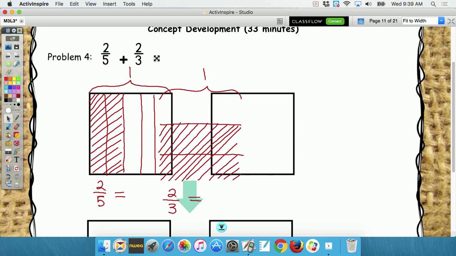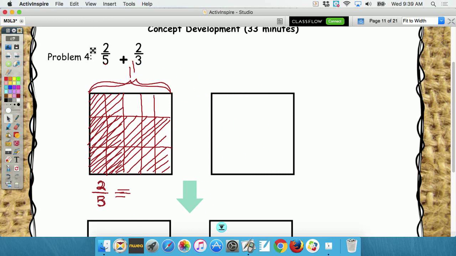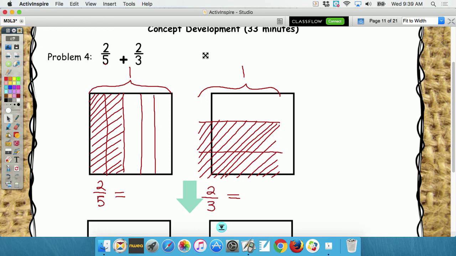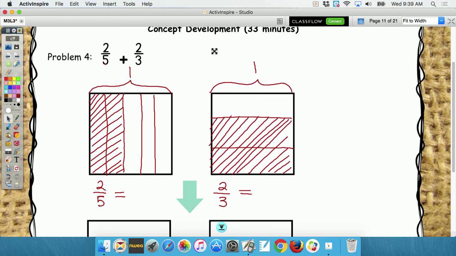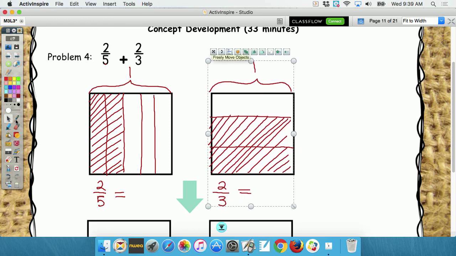So here's what it will look like, minus the shading, right? How many equal pieces do you think that is? How many? No, I want to know just how many equal pieces. 15, good. How'd you get 15 so fast? Because you have 3 times 5. 3 times 5, very good.